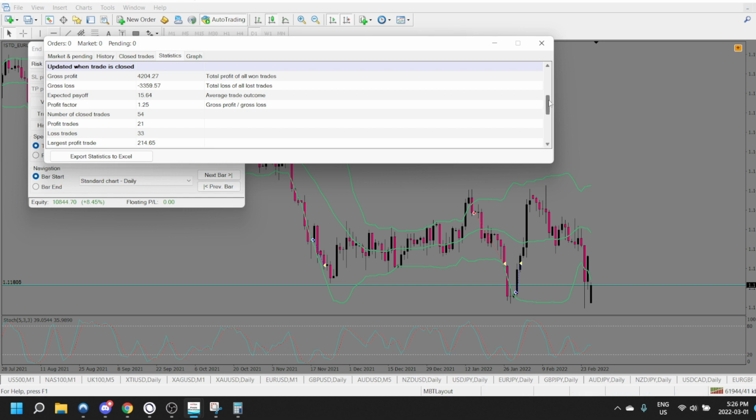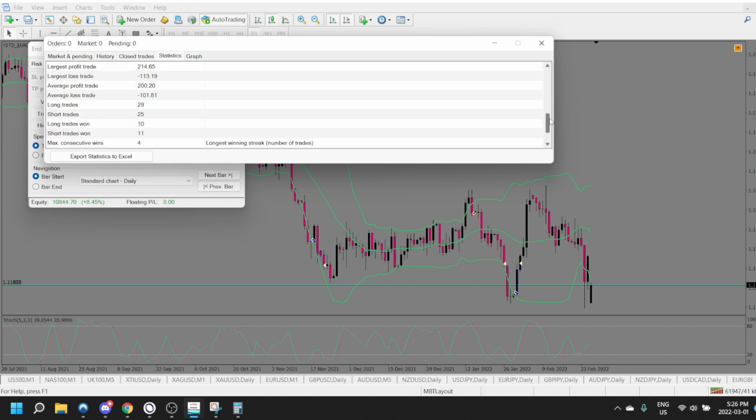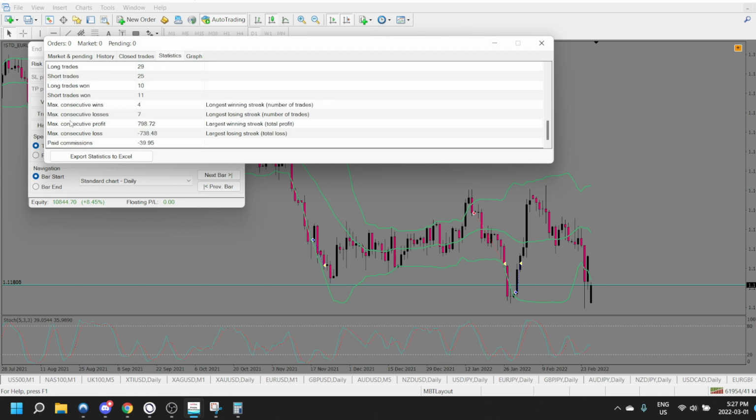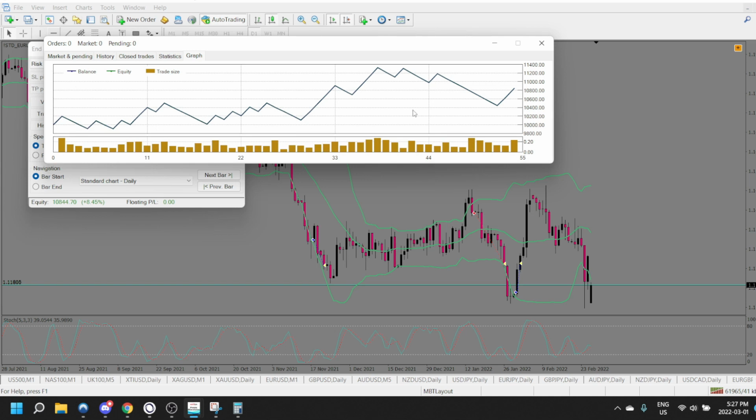Continue to backtest over and over again, creating a better edge for yourself, seeing what's working, what's not working. We can see here how many long trades, how many short trades. What was the most amount of wins I had? What was the most amount of losses? There are pictures, stats, graphs that you can pull up and all that stuff. So a lot of cool things that you can bring up from this backtesting software.